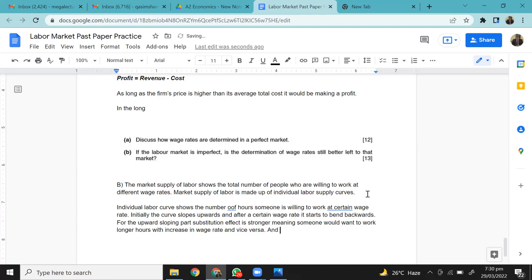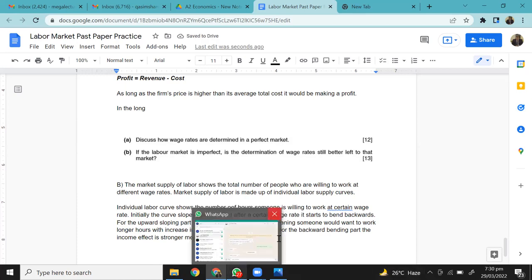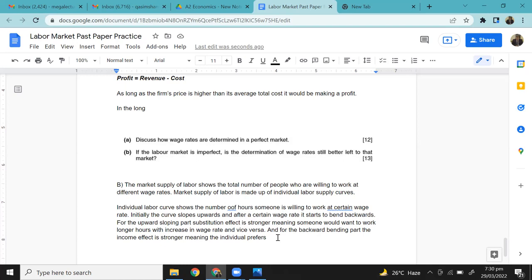And the backward bending part, the income effect is stronger, meaning the individual prefers leisure time over work, given he or she already works a certain number of hours in total, right? Is it simple, right?